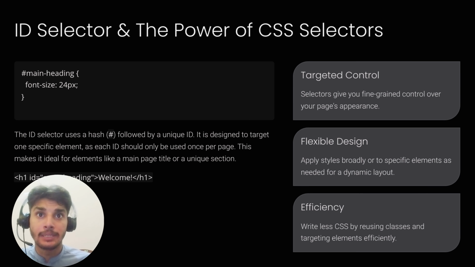ID selector. An ID selector targets one unique element. Add a hash before the ID name. H1 defines the ID main heading and into the text welcome. Use when styling a unique element. Tip: an ID must be unique on the page. Why do selectors matter? They let you precisely control how your page looks, from individual text to full screen.